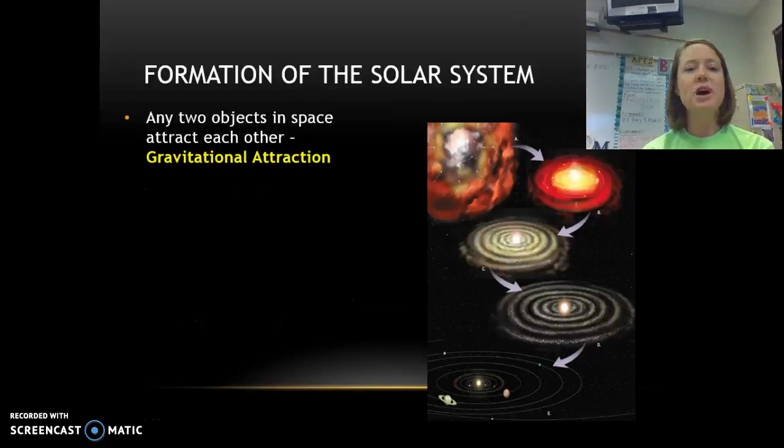All right, so any two objects in space are going to attract each other if they have mass, and this is called gravitational attraction. And the way it works, the more mass a body in space has, the stronger its force of gravity. So because the sun has the greatest mass in our solar system, everything else is attracted to the sun.